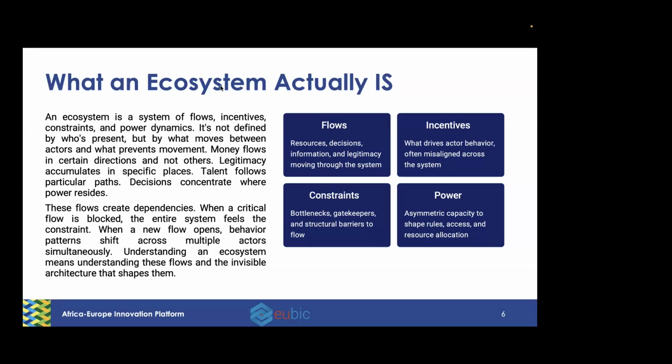An ecosystem is a system of interactions defined by flows of money, flows of information, flows of people and decisions. For example, you may have funding available, but if access to funding is low, unclear, or politically constrained, the flow is effectively broken. Or you may have talent in the system, but if there are no career paths or opportunities, the talent will basically leave. This is why mapping actors alone is never enough.